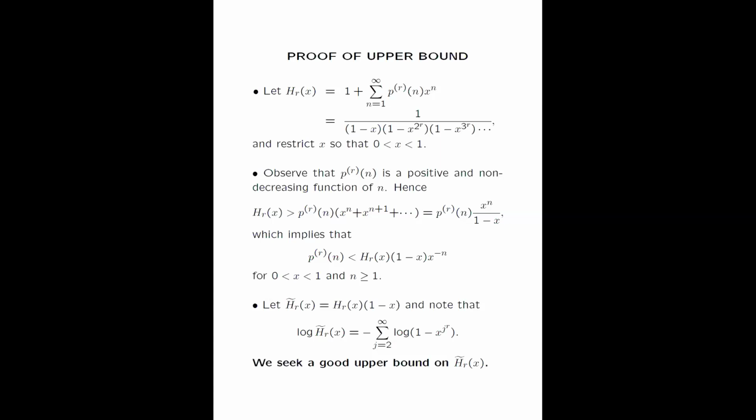We want an upper bound on what I'm calling h sub r tilde of x, which is the product of h sub r of x times 1 minus x. When we take the log of that quantity, we get this infinite series. If we can find a good upper bound on this infinite series, then we'll get some kind of result, hopefully a good result. Now, right here, what should one do?